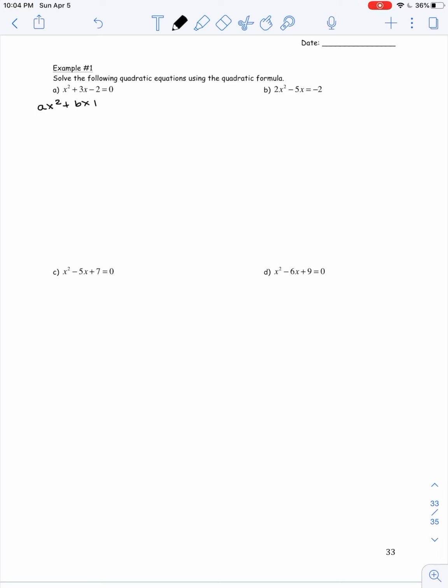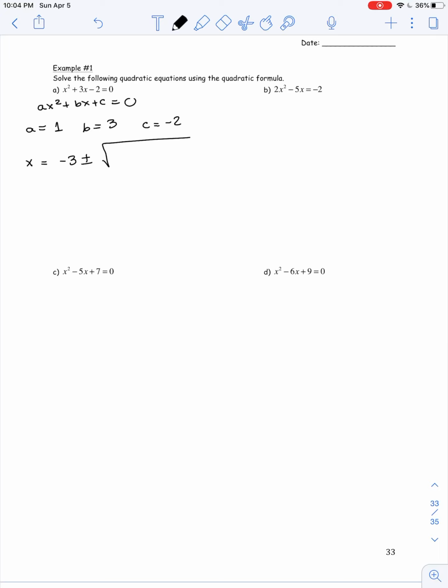If you have your equation in standard form, it looks like this. A is always the number in front of x squared, so that would be in our case 1. B is the number in front of x, so that's going to be positive 3. And C is the constant, which is negative 2. So don't forget to include the signs. Then we're going to put it into that equation.